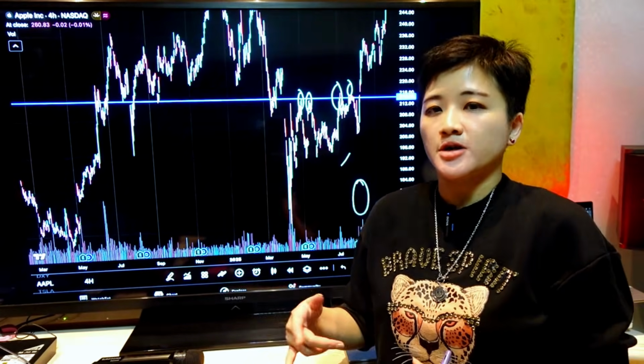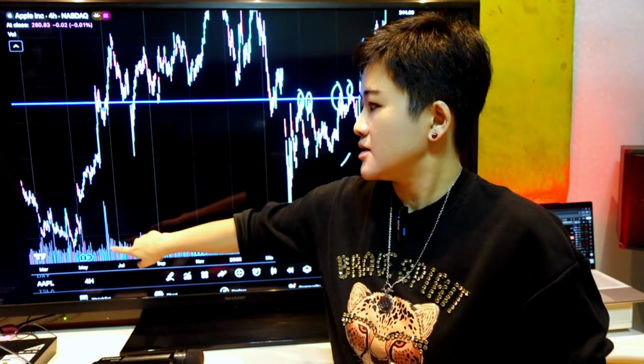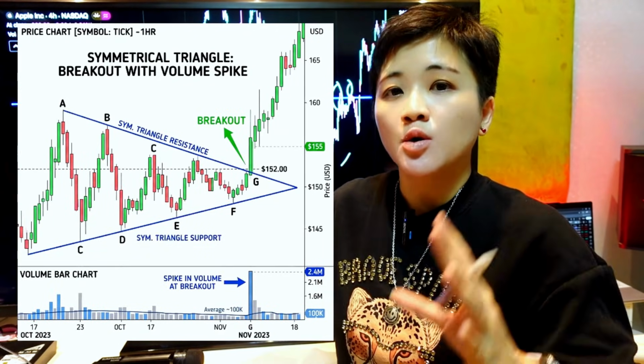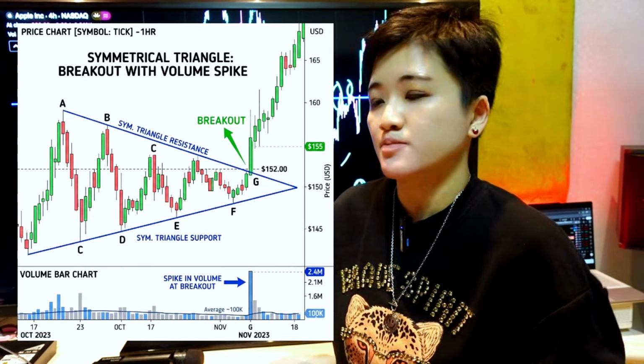So breakouts for any strategy, okay? Chart pattern breakouts, you also need to check that there's an increase in volume. There's a volume spike for the breakout to work out. Of course, there are no guarantees, but this will increase the chances that the breakout will work out.